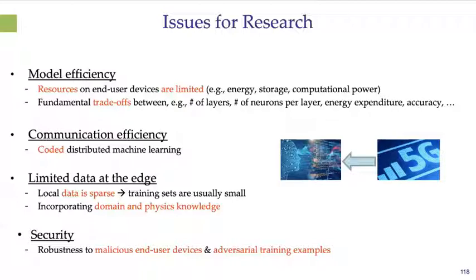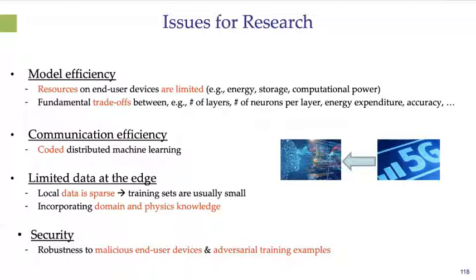Also, we have limited data at the edge. So local data is sparse, training sets are small. We don't really have big data here. This is not a big data type problem that we're talking about when we're learning on the end user devices. So it may be useful to incorporate domain or physical knowledge into the learner. An example of a technique we might use there is deep unfolding, which is a general mechanism for incorporating knowledge into iterative algorithms.